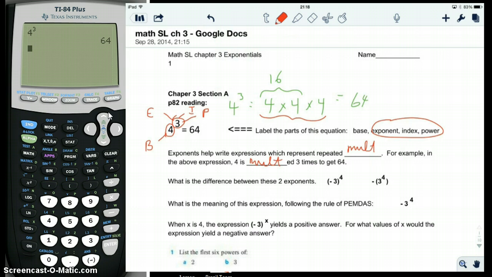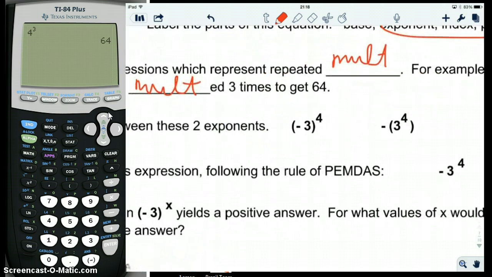Okay? What is the difference between these two exponents? It gives us a negative 3 to the fourth and a negative 3 to the fourth. And I've seen many people in both math classes that make this mistake. Just remember PEMDAS. So if the parentheses are first, then that means the negative 3 is going to be taken to the fourth power, which means you have to multiply negative 3 4 times. Okay, so this one would be negative 3 multiplied together 4 times, all right?